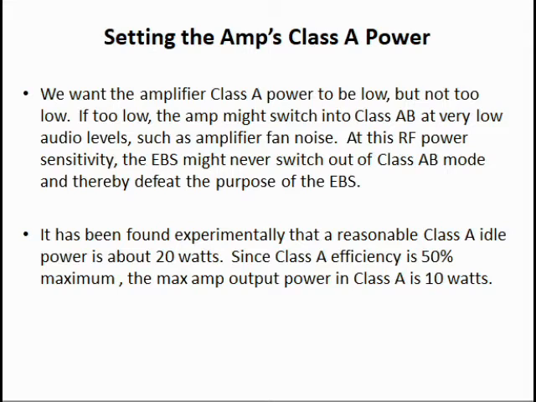So we want to pick a Class A level that is reasonably low but doesn't cause the circuit to trigger into Class AB mode with very, very low background noise. Now, experimentally, we found that a Class A idle power of about 20 watts is reasonable. Since Class A efficiency is 50% maximum, the maximum output power in Class A is only 10 watts. So we have to make sure that we don't exceed 10 watts before we switch into the Class AB mode.